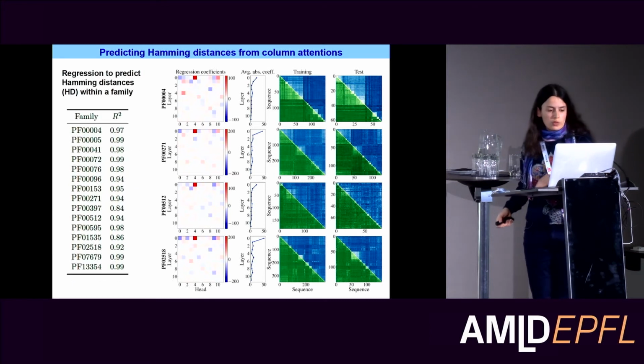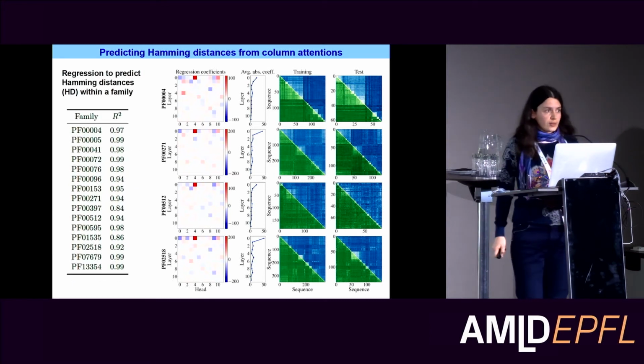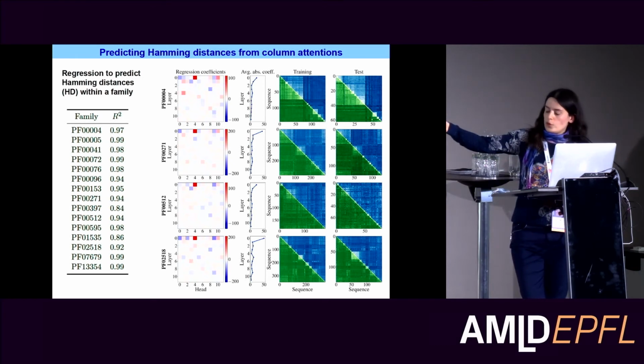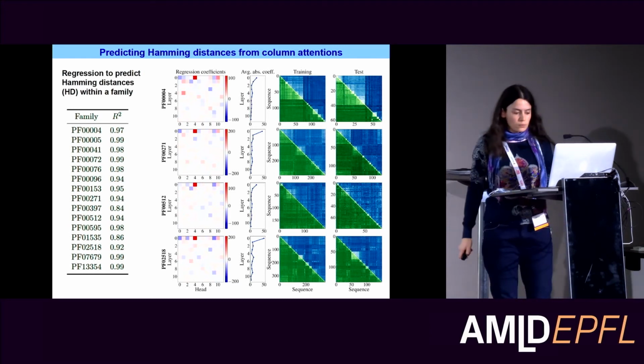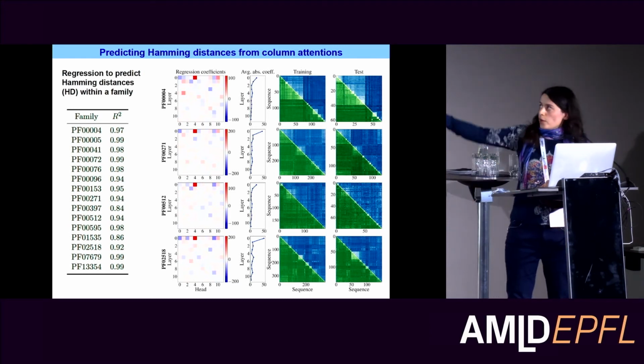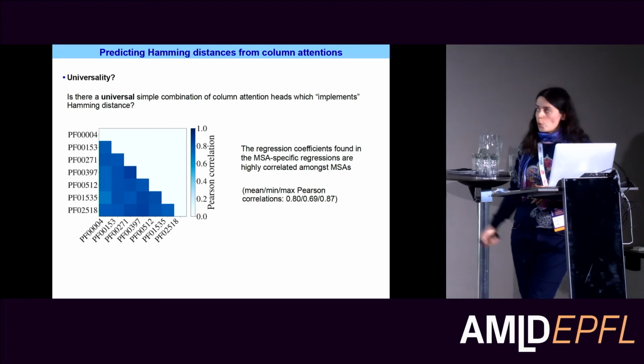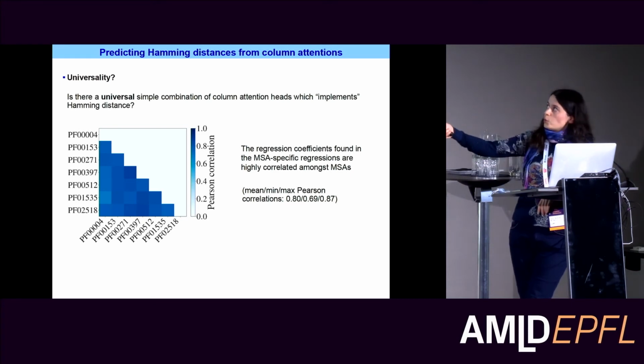We have done this analysis for 14 different PFAM families. Here you can see the coefficients of determination, R squared, which are very good for all these families. Then we wanted to ask about the fact that some heads fire consistently. This is something we can quantify by looking at the Pearson correlation between the regression coefficients across different MSAs. You can see here that these correlation coefficients are quite high.